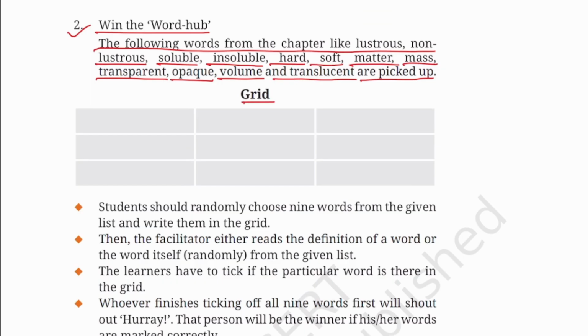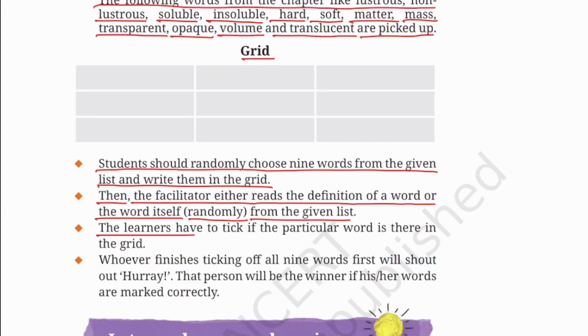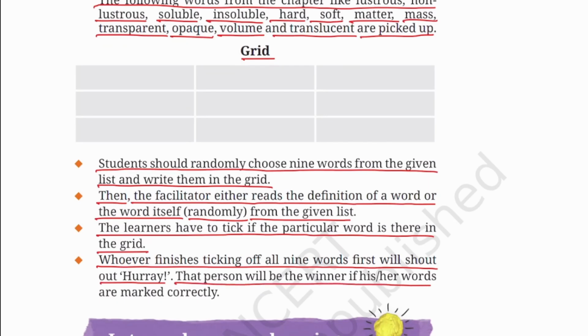Here a grid is given. Students should randomly choose 9 words from the given list and write them in the grid. Then the facilitator either reads the definition of a word or the word itself randomly from the given list. The learners have to tick if the particular word is there in the grid. Whoever finishes ticking off all 9 words first will shout out hooray. That person will be the winner if his or her words are marked correctly.